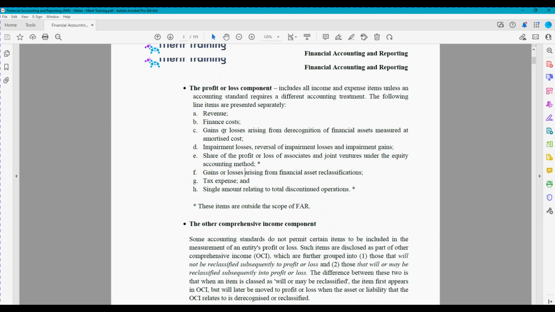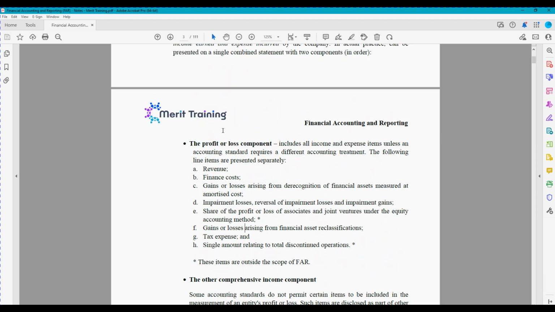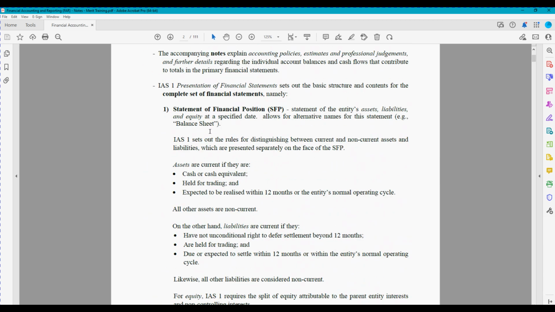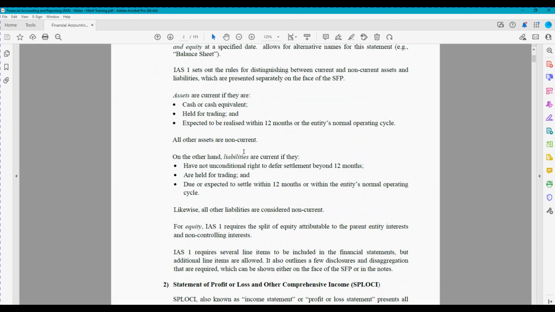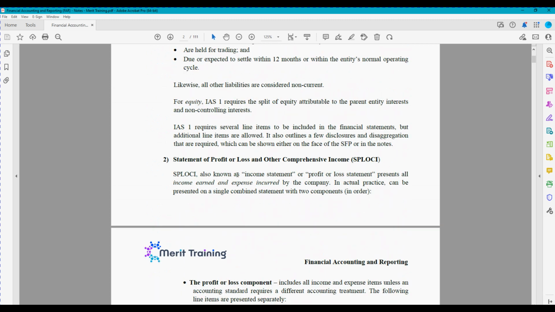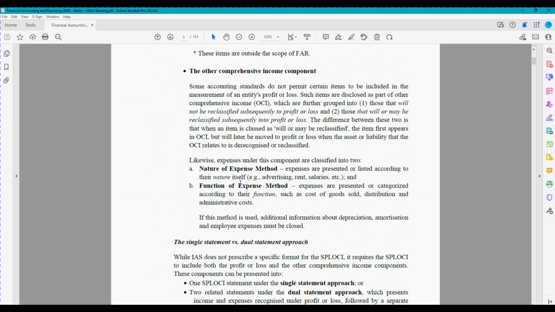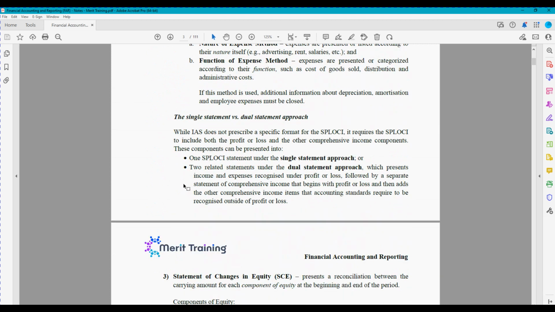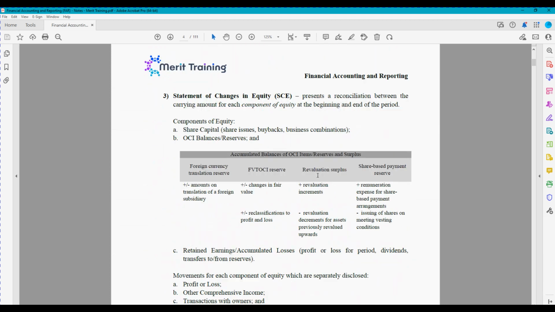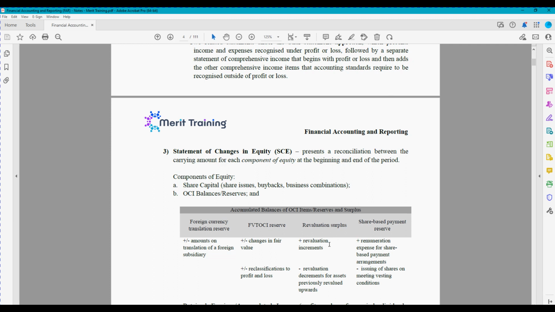Okay, so we've talked about the statement of financial position, which is your balance sheet. We've talked about the SPLOCI, which is the equivalent of your P&L. And then the next one is the statement of changes in equity. And this is really looking at the equity, which is normally found on the balance sheet of a company, and displays how the company is actually funded in terms of equity.